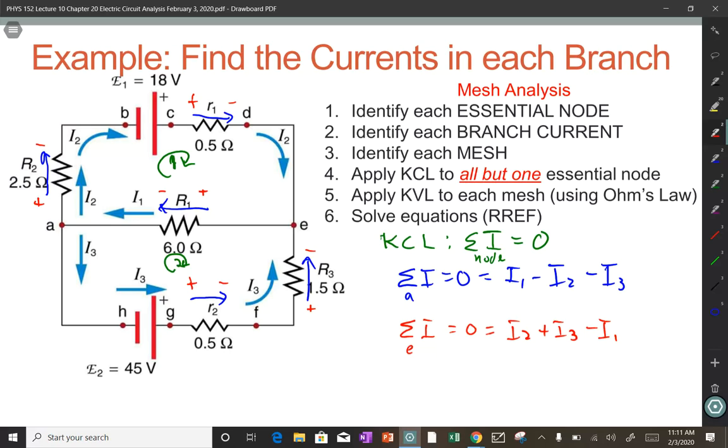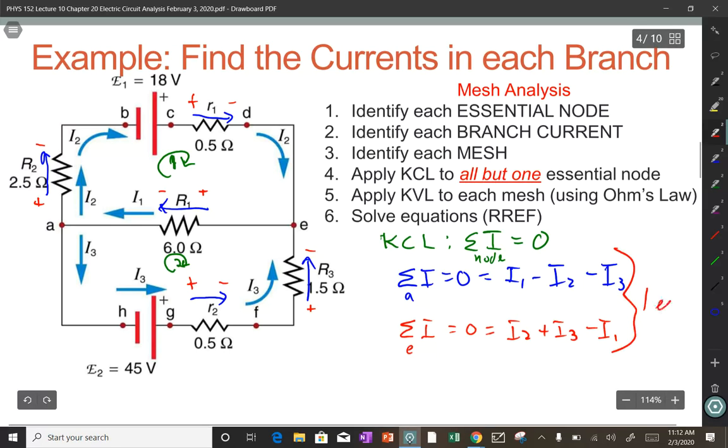Linear means it's not going to have I squared. It's not going to have I cubed or 1 over I. It's going to be I times something. So I need 3 equations that have I raised to the power of 1 for all of the i's present. So this is one independent equation. So I need 2 more.